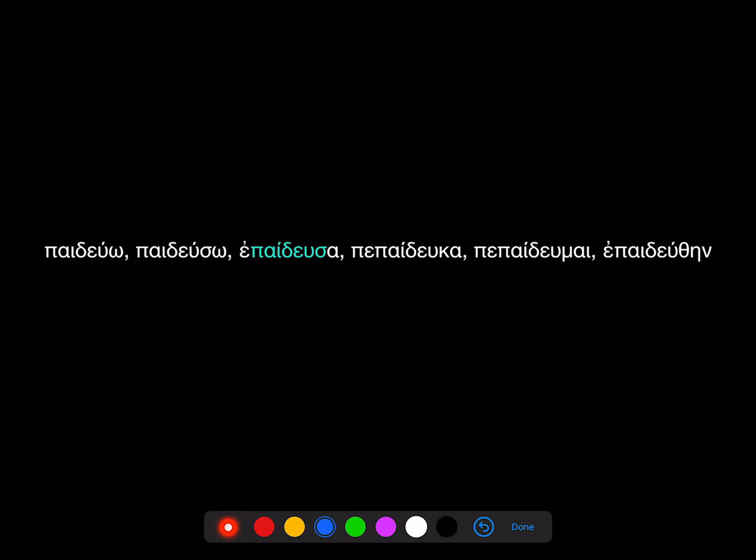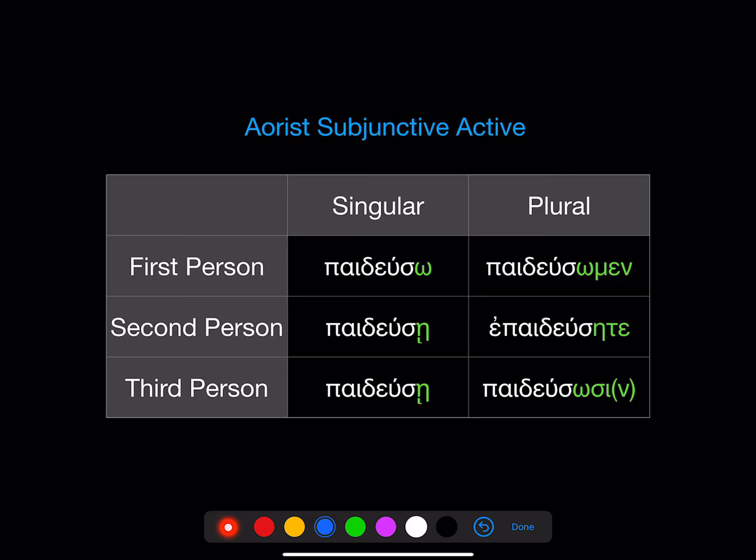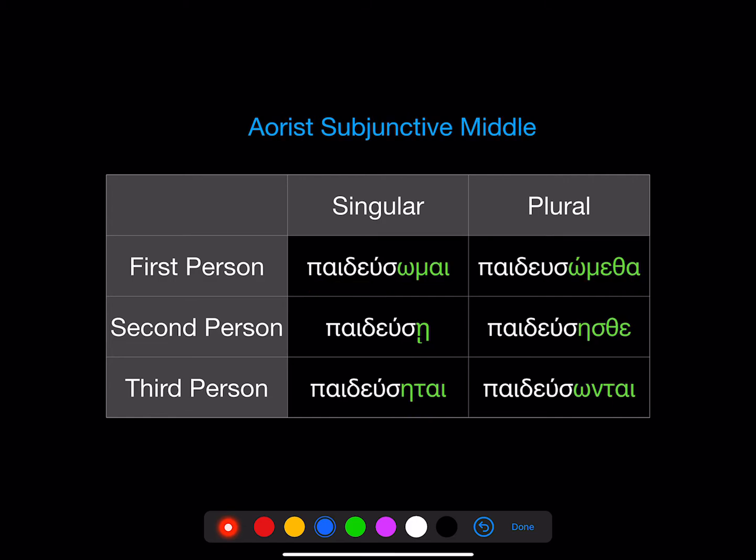Now, here's a first aorist. Remember, for the first aorist indicative, again, we use this stem for the active and the middle, this stem from the third principal part. To form the aorist subjunctive active, again, we use that stem from the third principal part and the exact same endings we used for the present subjunctive active. For the aorist subjunctive middle, we use that stem from the third principal part and the exact same endings we used for the present subjunctive middle.